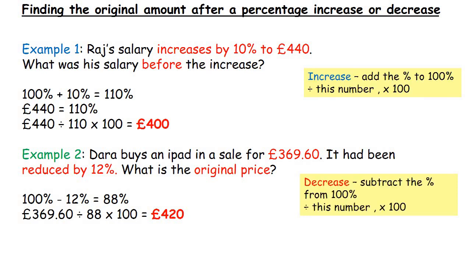So the methods are here. Increase: the first thing is to add the percentage on to 100%, divide by that number and multiply by 100. Decreasing: we subtract the percentage from 100%, divide by this number and multiply by 100. So that is the method you use to find the original amount after a percentage increase or decrease.